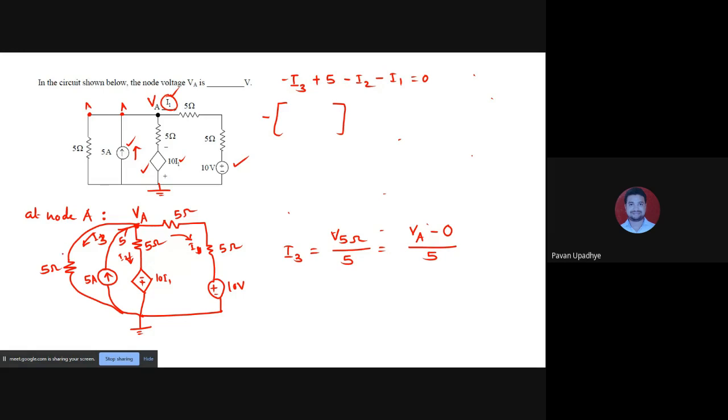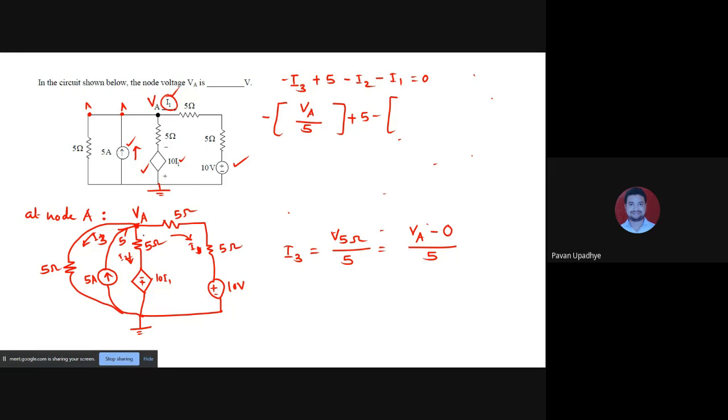Look at this. This is a 5 ohm branch connected between VA and ground. What is voltage across this? Voltage across this is VA minus 0. And what will be current? VA minus 0 upon 5. Yes, so this is as simple as that. Okay, so I hope this is now understood and we can repeat these things for the other branches. So I3 is simply VA upon 5 plus 5 as it was minus, what will be I2?